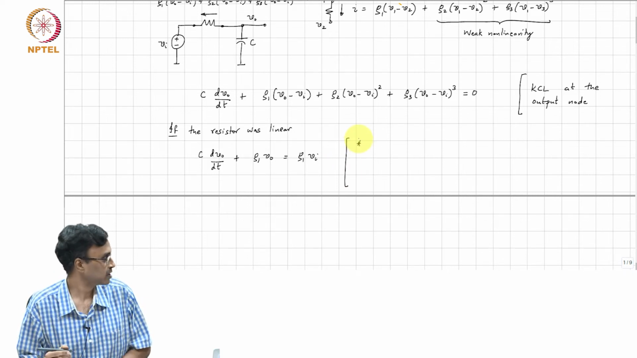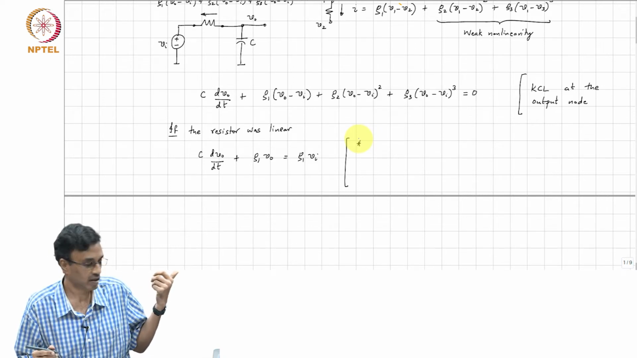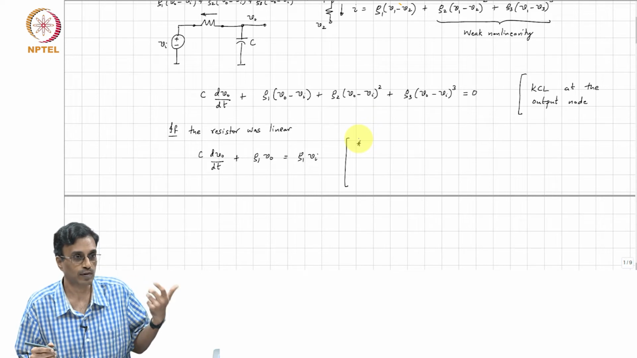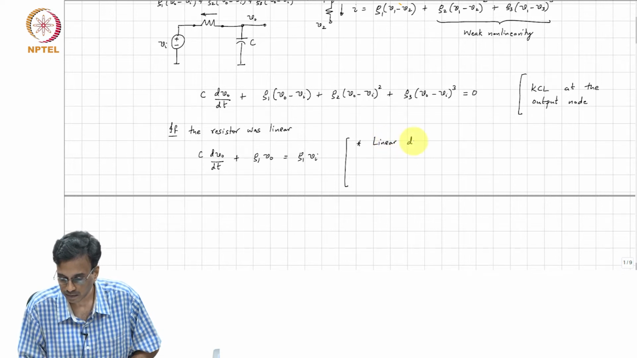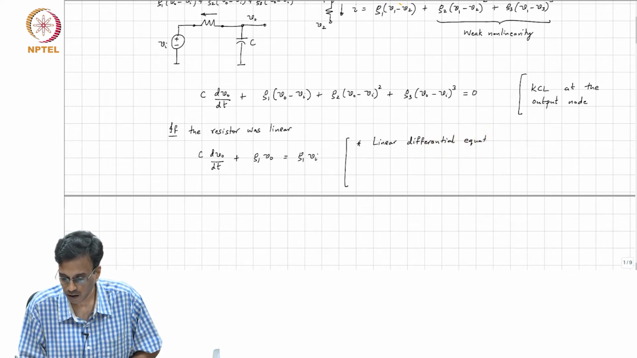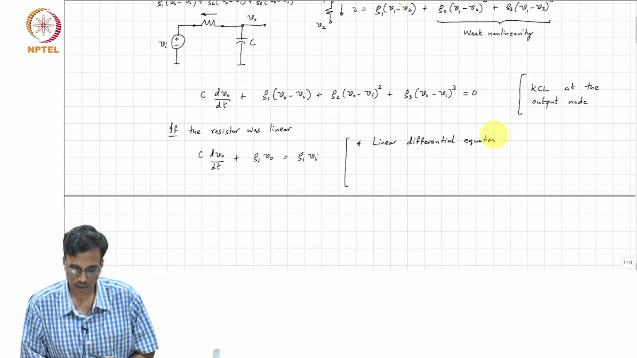It is a first order differential equation because there is one capacitor, but what else? What kind of differential equation is it? It is a linear differential equation, with Vi being the input.